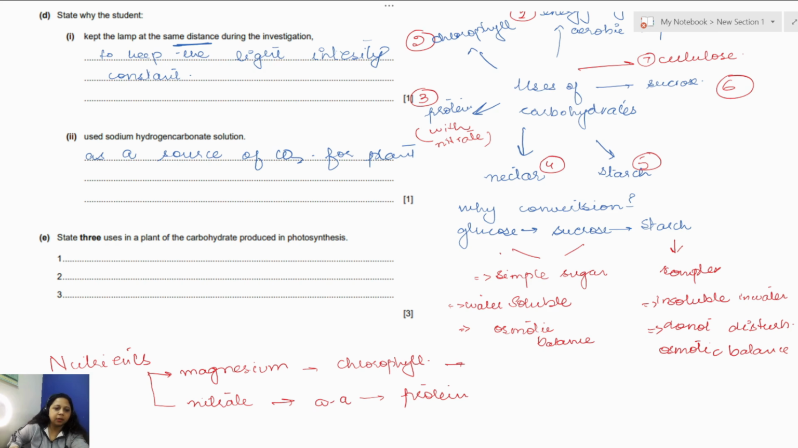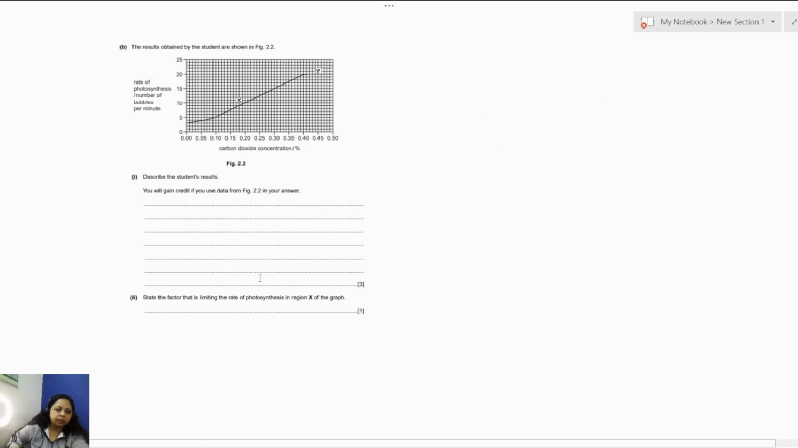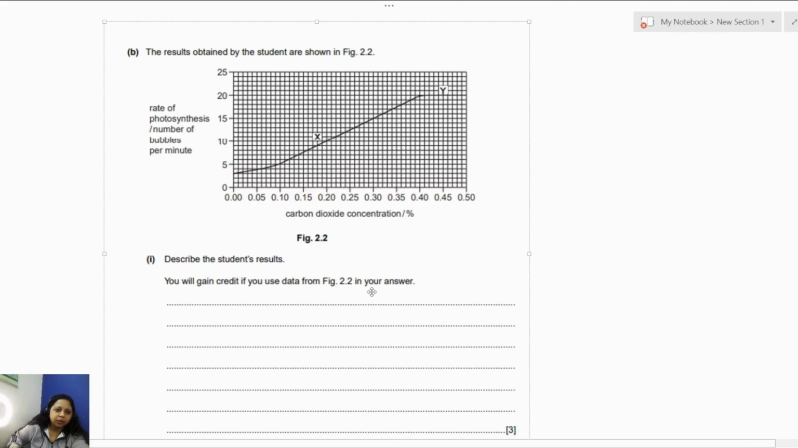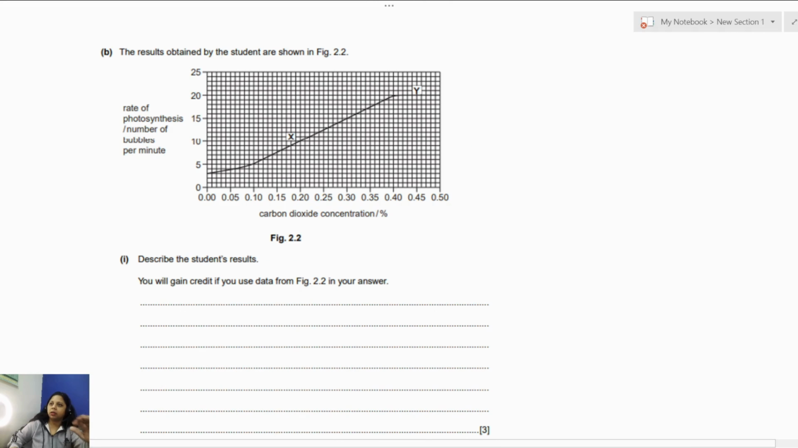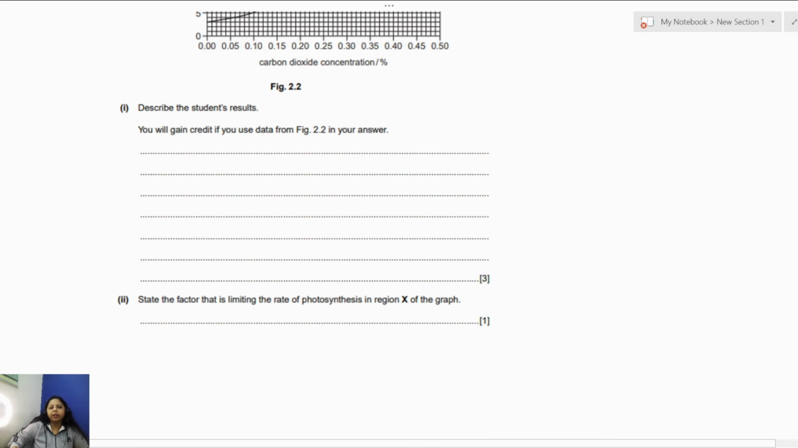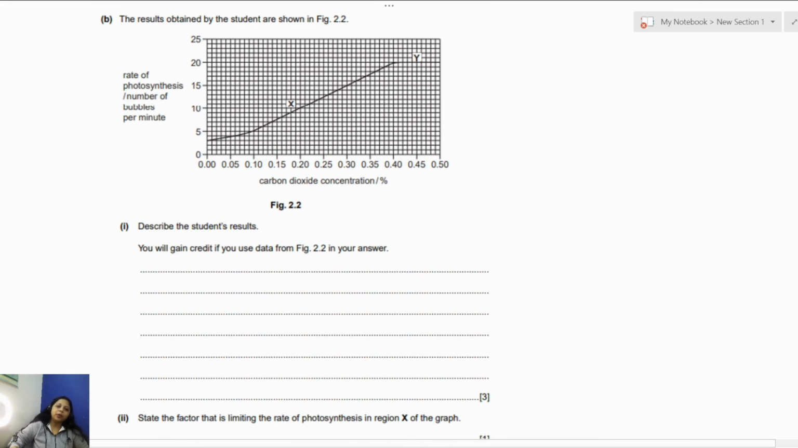Wait, here is the graph. I'm sending it to you in chat as well. So here is a graph. First of all, you need to describe it, and then you have to tell what the limiting factor is at X and what would be the limiting factor at Y.